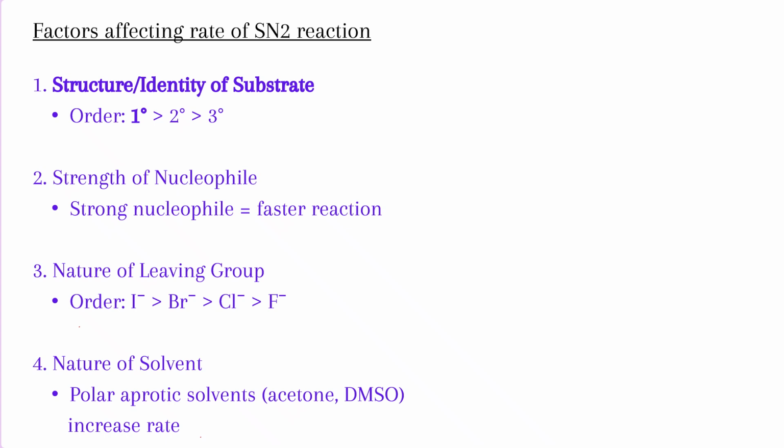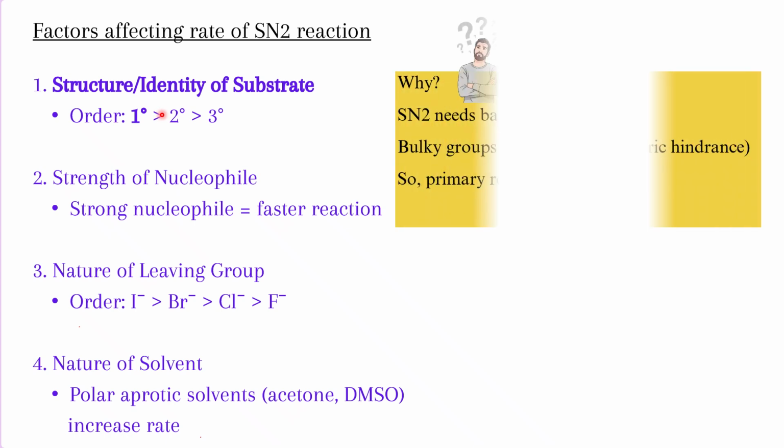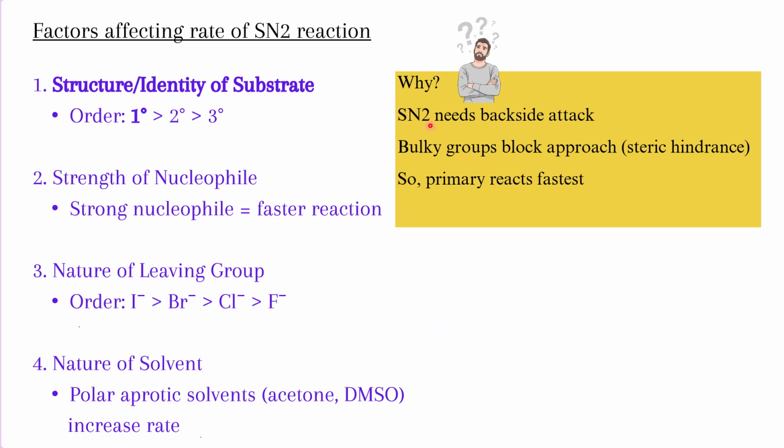Now let us understand the most important topic, that is the factors affecting the rate of SN2 reaction. Well, there are four factors that can affect the rate of reaction. First one is the nature or the structure of the substrate. So when we talk about SN2 reaction, we know that there is backside attack that happens. So we need a substrate in a way that my nucleophile can come and easily attack the substrate from the backside.